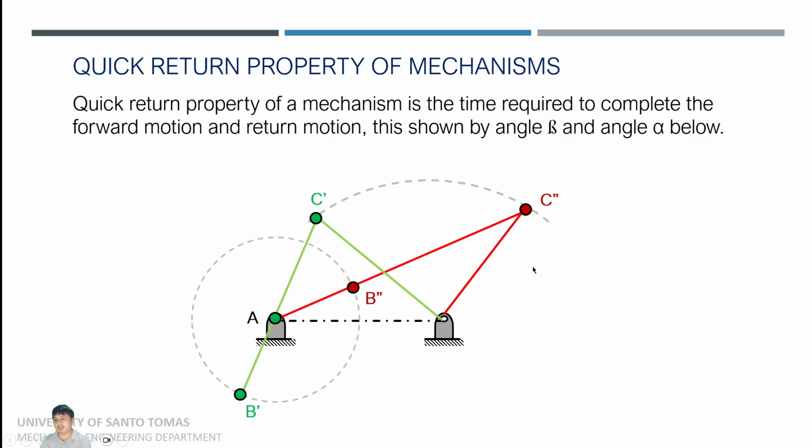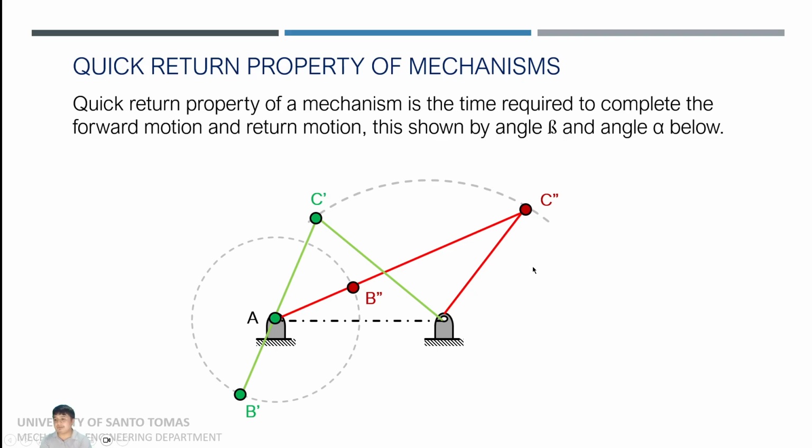So you won't have to wait a very long time for the shaper to come back before it gets the motion that you are trying to find, no? So the quick return property is just the ratio between the time of the forward motion versus the time for the backward or the return motion.